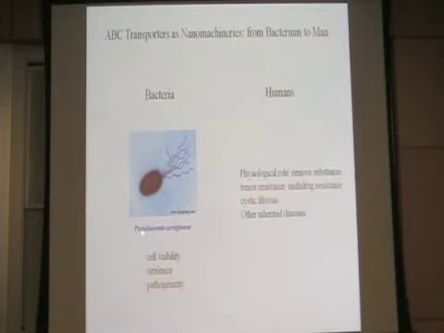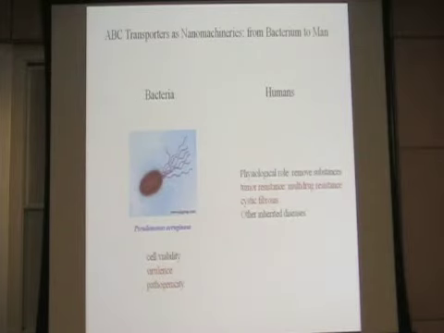So this Pseudomonas aeruginosa is a really opportunistic pathogen that has become resistant to many drugs on the market, and usually it's lethal to some patients, like cystic fibrosis patients.